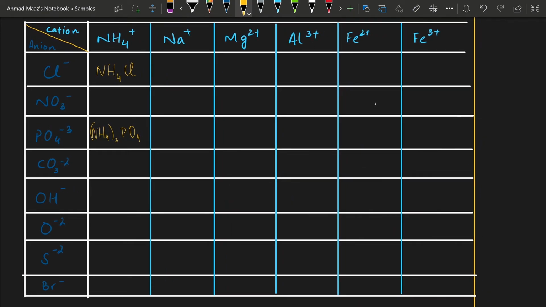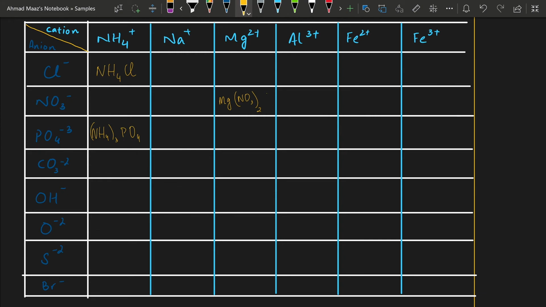Let's see this one. Magnesium nitrate. Magnesium is plus 2, nitrate is minus 1. The charges must be balanced. So one magnesium has a charge of positive 2 and nitrate has a charge of negative 1. So there must be 2 nitrate ions to balance the overall charge. The net charge is now 0. One nitrate had a charge of negative 1 and magnesium had a charge of positive 2. So 2 nitrate ions will give a total of negative 2 charge, and one magnesium ion will give a total of plus 2 charge. So plus 2 and minus 2. It is balanced now.